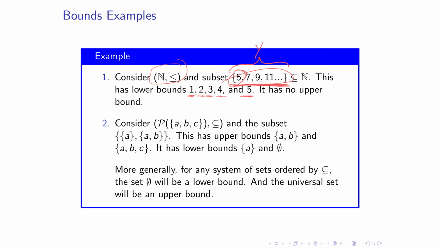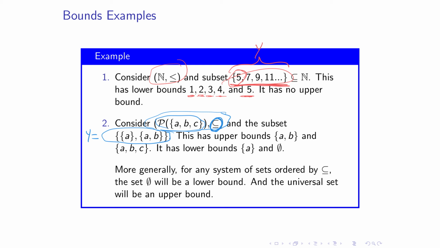So next, let's consider a more abstract example, where we again use a system of sets, namely the power set of this set {a, b, c}, and we will order this system of subsets by the set inclusion relation. And let's consider in particular that this is our example subset Y, a subset of the power set.